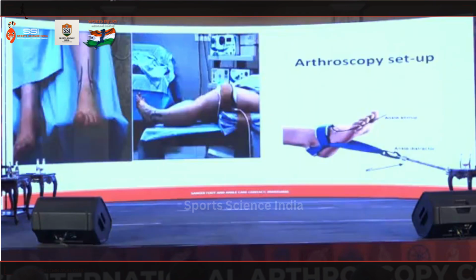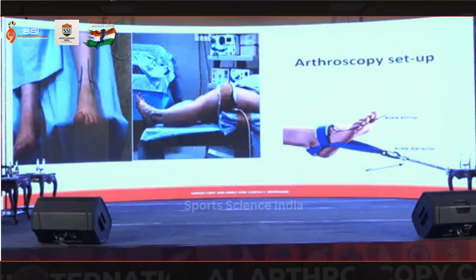So the arthroscopy setup, Dr. Inderjeet mentioned all in detail. How do you set up a patient? So I normally use freehand. I don't use any distractor. The ankle is just hanging at the edge of the bed, so you can easily plantar flex and dorsiflex with your own belly. So that's how we place the ankle.